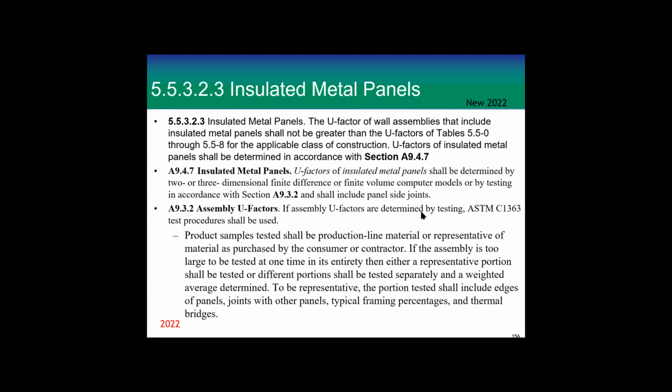So the assembly U factors are determined by testing. The test procedure will follow this hard thing, or they can do it by computer. U factors of insulated metal panels may be determined by 2- and 3-dimensional finite difference or finite volume computer models, or by testing. So now we'll be able to look at those metal panels, and an architect can pick. They'll have to meet our requirements in Table 5.5, 1 through 8, or 0 through 8, that I've already showed you.